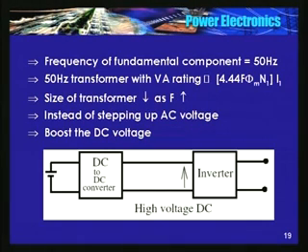So for the same VA rating, as the frequency of operation increases, size comes down. I hope you all know this. As the frequency of the operation increases, the size of the magnetics comes down. But then here, the frequency of the fundamental component is 50 hertz, so you require a 50 hertz transformer. That is the reason the inverter that is used in our home is very heavy, because there is a 50 hertz transformer.